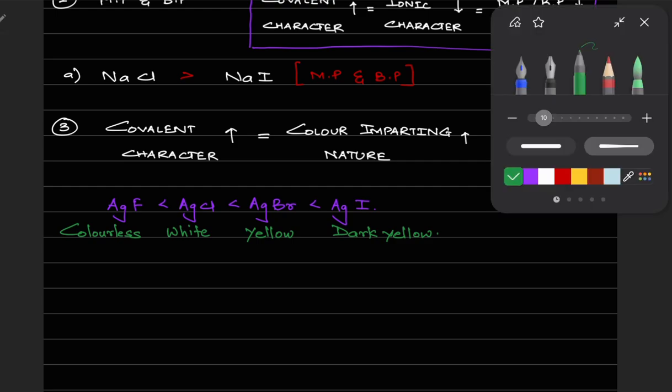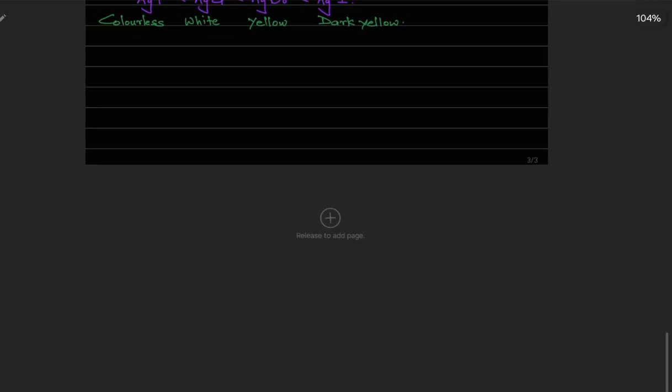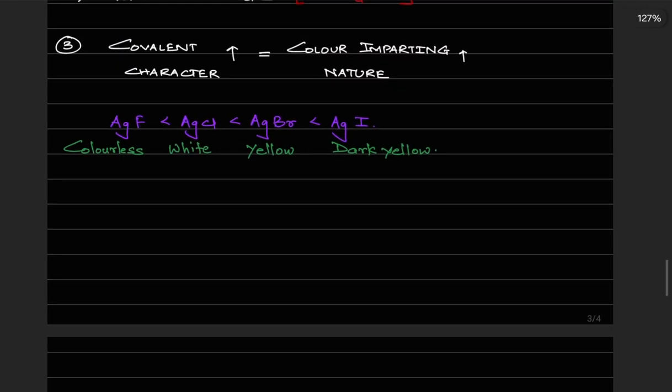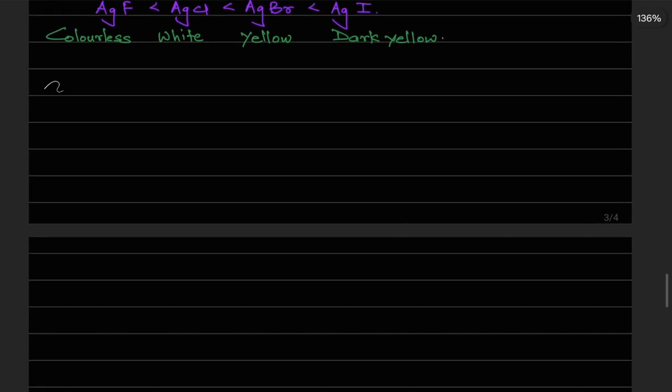Now let me give you one more example just to introduce one more factor that we discussed, and that factor was pseudo-noble-gas configuration. We had a factor of pseudo-noble-gas configuration. Let me just put it in front of you with few examples. Let's say we are talking about pseudo-noble-gas configuration.